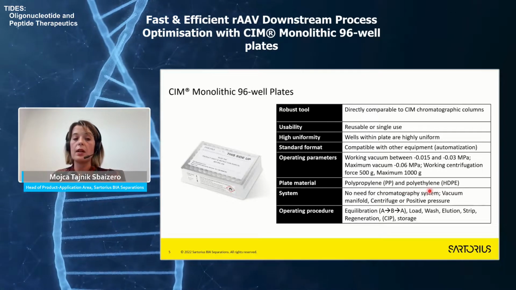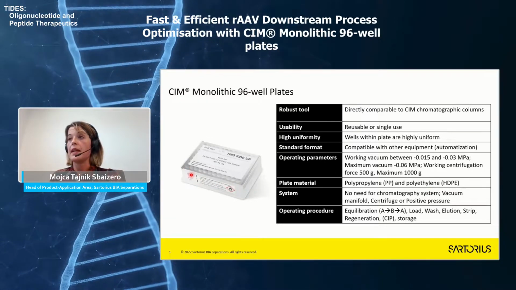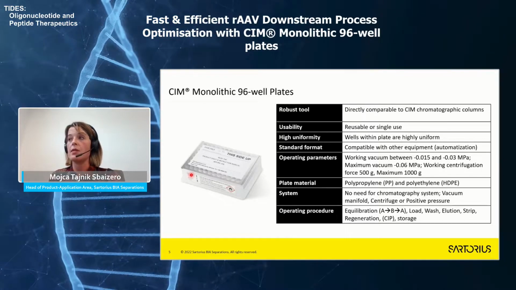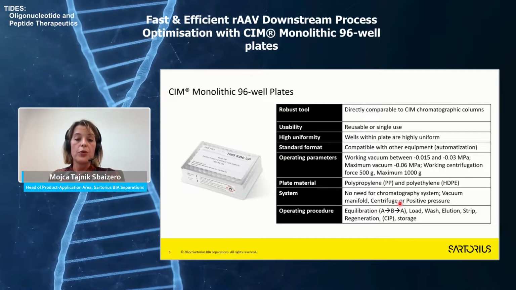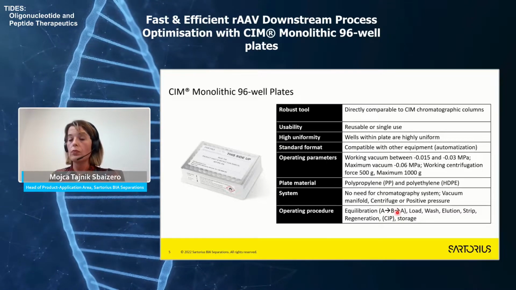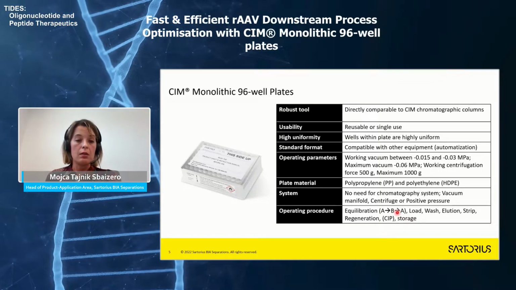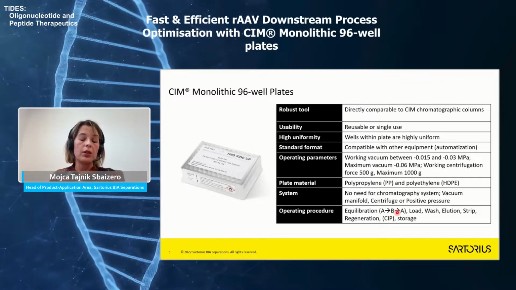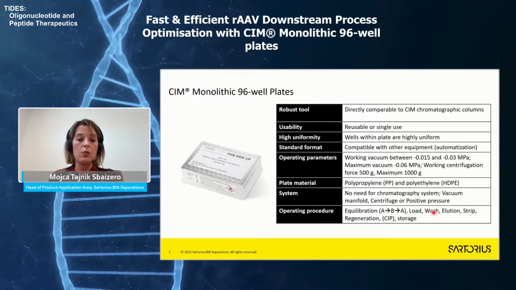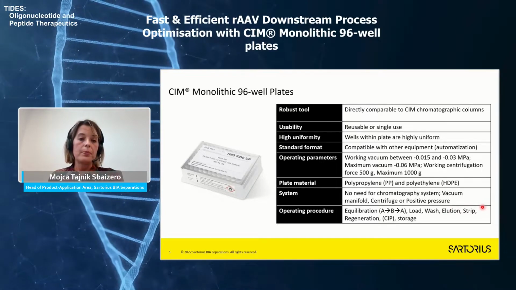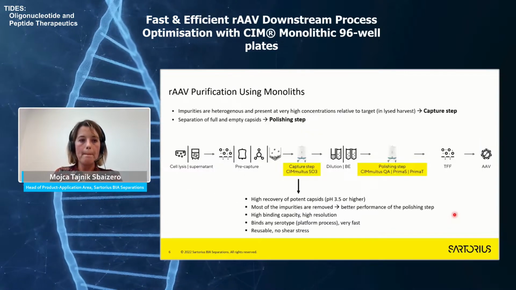As I mentioned, there are chromatography resins, the matrix, inside, but we do not need a chromatography system for operation. Basically, we use a vacuum manifold, centrifuge, or positive pressure. And we operate them the same as a chromatography column. We first remove the storing solution, then equilibrate, load sample, wash, elute, we can perform strip, and in case of reusability, then regeneration and storage.